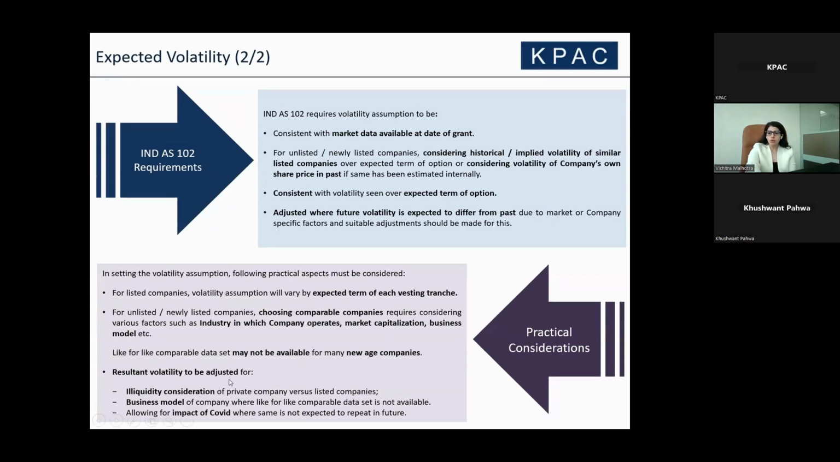The final volatility assumption is typically adjusted, and mostly adjusted upwards rather than downwards, for illiquidity considerations if we are talking about a private company versus a listed company. It is adjusted for the business model where a comparable data set may not be available, and this adjustment could work both upward or downward. And then adjusted for impacts which we don't think will repeat themselves in future, such as COVID, but which are present in the historical data we are using for analysis. That's the key requirements and considerations from a volatility perspective.